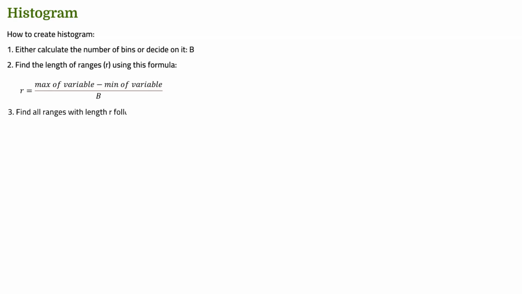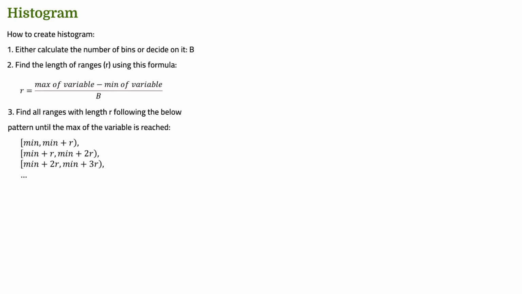Find all ranges with length R following the below pattern until the max of the variable is reached. Here's the pattern. First range: the lower bound is mean, inclusive, the upper bound is mean plus R, exclusive, and the length of course is R. The next range starts from the upper bound of the previous range, mean plus R, and its upper bound is mean plus 2R. And you have to continue until your upper bound is reached.